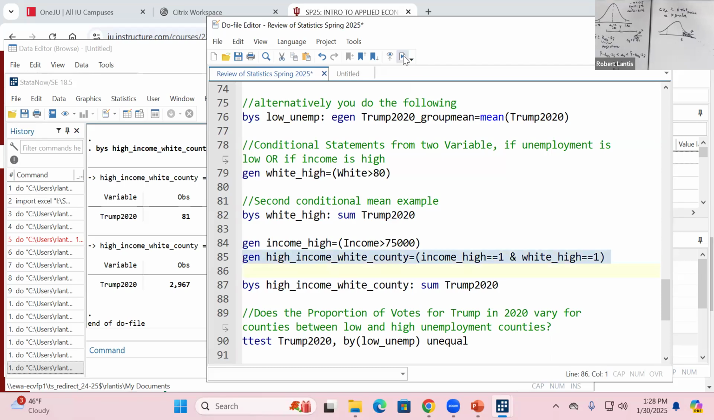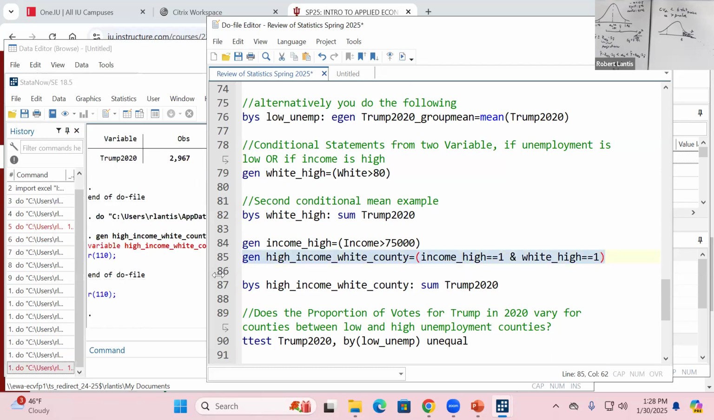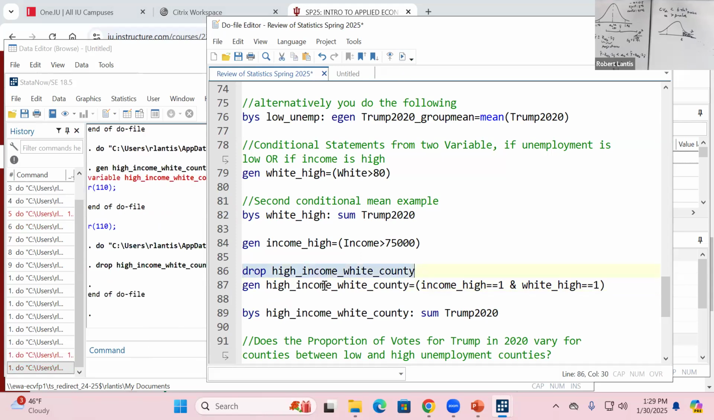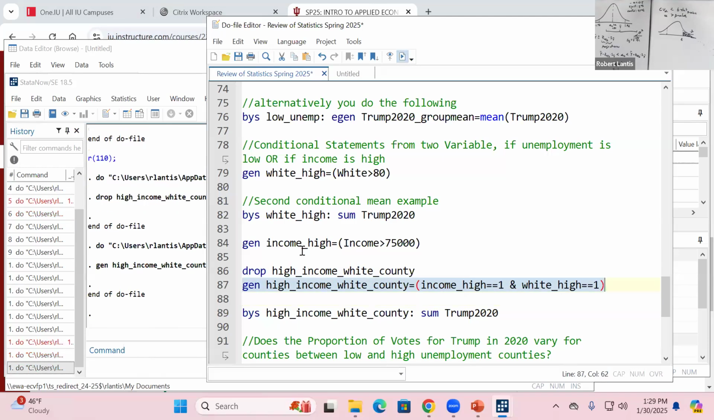So the problem is I already created this variable, but I created it incorrectly, right? So what's a good way to get around that? Instead of running my entire file again, a real nice quick way, and usually I wouldn't type this in the do file, I would probably just go to the program and type it in here, but just so we have it saved so it doesn't go away, I'm going to drop, and notice it starts to auto fill in, I'm going to just drop this variable because I want to recreate it, okay? So I'm going to go here now. Now this should represent when the county has high income and has a high population white, right?